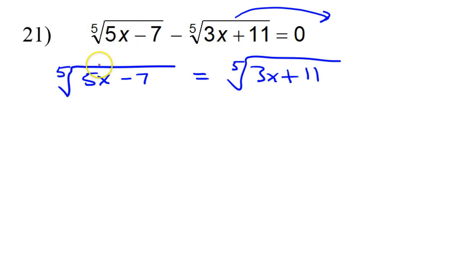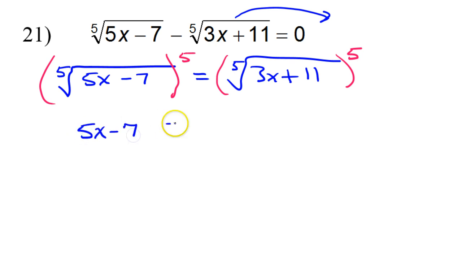Now, I can raise both sides of my equation to the 5th power. Alright, that's all you're allowed to do. You can raise both sides of an equation. You can't raise two parts of one side of an equation to a power. But I can do this, and that's going to cancel out the root. So I'm going to wind up with 5x minus 7 equals 3x plus 11.